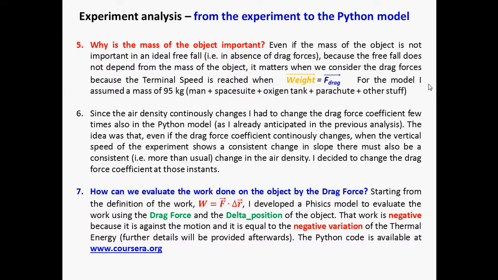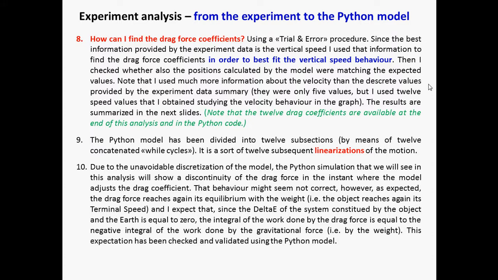I modeled the negative work done by the drag force using the definition, that is, work equal drag force scalar product delta position. The equations are available in the Python code. The drag force coefficients have been found using a trial and error procedure by comparing the velocity of the object at the end of any of the 12 subintervals with the experimental velocities.